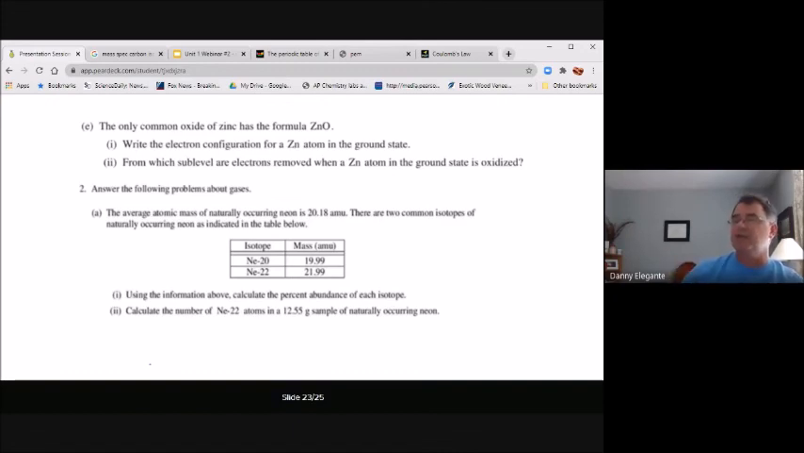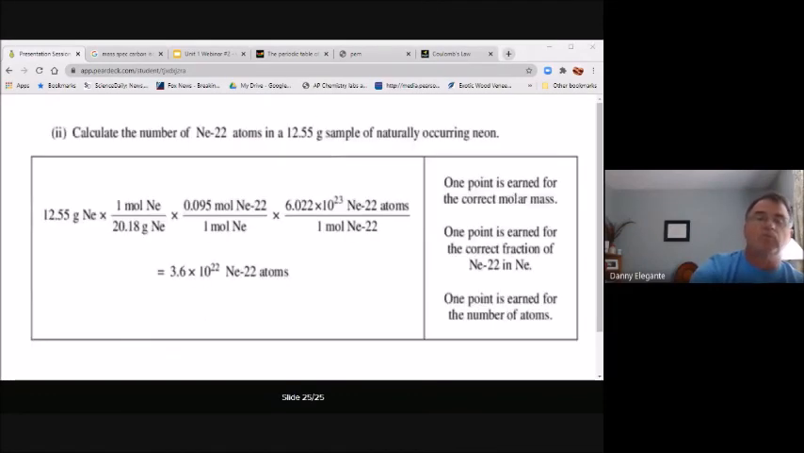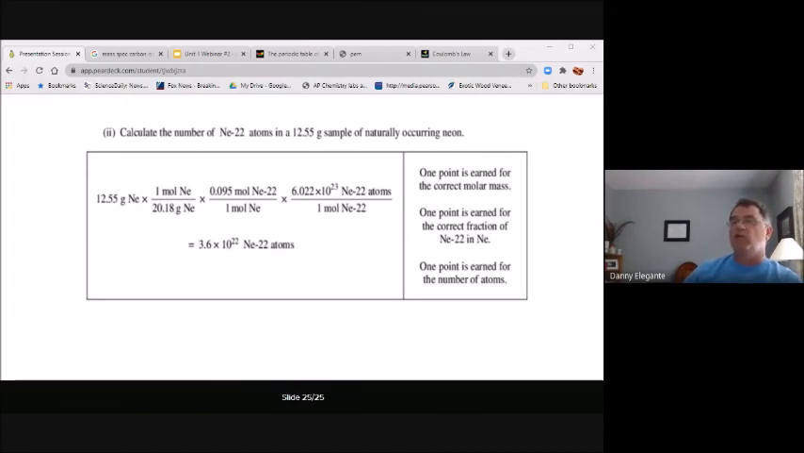And then that very last one, what I want you to notice is that part about a mole that we talked about last week. Calculate the number of neon 22 atoms in 12.55 grams. That's simply asking you to go from grams of something to atoms of something using that concept of a mole. So in order to solve this, you would go to your knowledge base and you would look on your sheet and say, oh, I know that 1 mole is 20.18 grams, because they gave it to you in the problem. And then you know that 1 mole is 6.022 times 10 to the 23rd atoms of it.